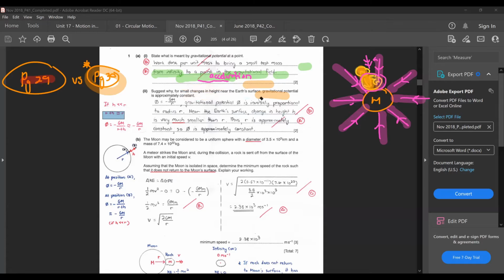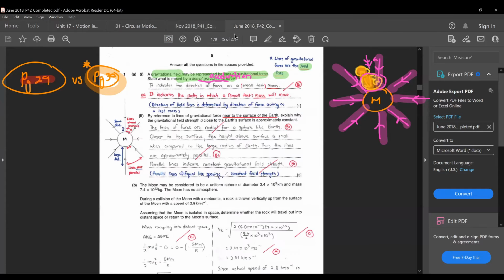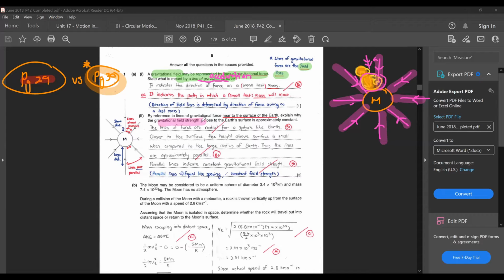Now here on page 29, they're asking you something similar, but for a different quantity. They are asking for gravitational field strength. The one previously on page 30 was asking for gravitational potential. Just to recap, gravitational potential is negative GM over r. Gravitational field strength is GM over r squared. That's the difference between these two in terms of the equation. The only difference is that there's a square term for field strength.